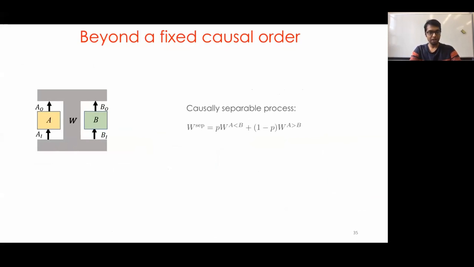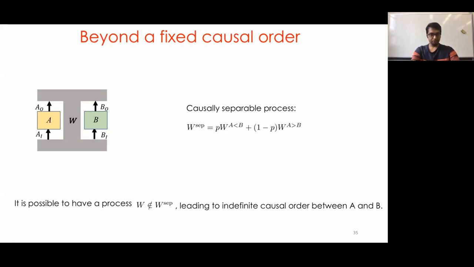It is also possible to have situations where the ordering between A and B is randomly fluctuating. That is, with probability P, Alice is before Bob, and with probability 1 minus P, the order is reversed. Any process that admits this type of convex combination of consequent processes is called a causally separable process. Now, we will talk about indefinite order processes. It is possible to further generalize the process W such that it cannot be written in this separable process form. These are the processes that show true indefinite causal order between A and B.